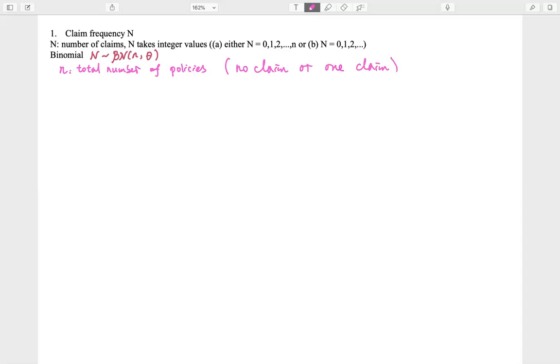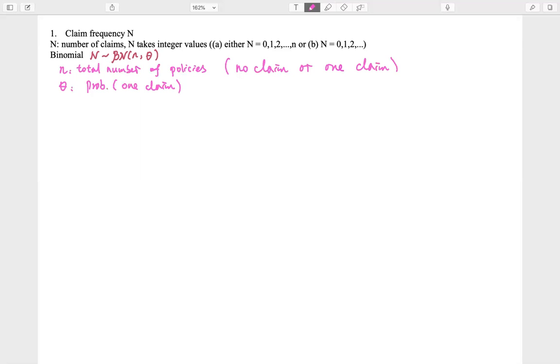Of course, this is a simplified setup of the real case, because a policy can result in multiple claims. So it's either 0 or greater than or equal to 1, and we put everything non-zero in the 1 category, and that has probability theta. Theta means the probability of, let's say, 1 claim.